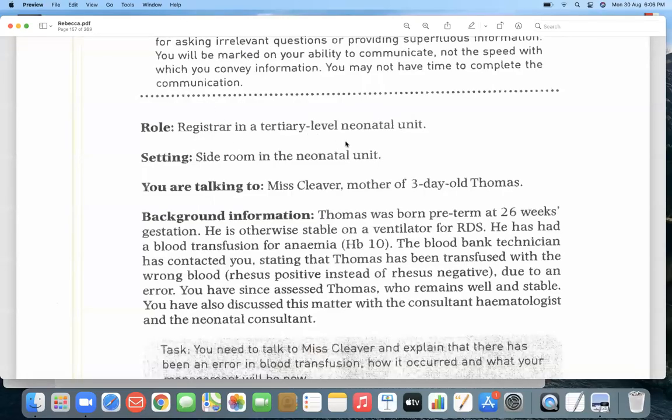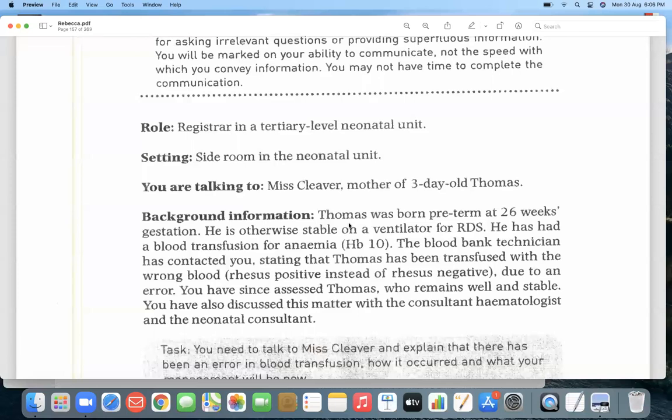So you are the registrar in a tertiary level neonatal unit, in a side room, with Mrs. Cleaver, mother of 3-day-old Thomas. Thomas was born preterm at 26 weeks gestation. He is otherwise stable, on a ventilator for respiratory distress syndrome. He has had a blood transfusion for anemia, HB 10. The blood bank technician has contacted you stating that Thomas has been transfused with the wrong blood, rhesus positive instead of rhesus negative, due to an error.